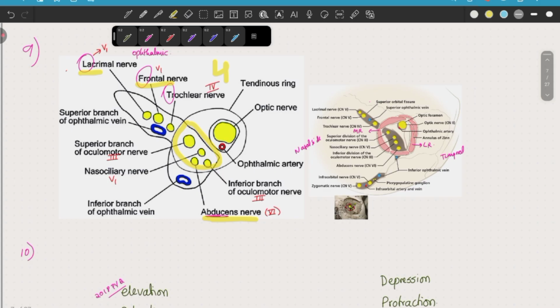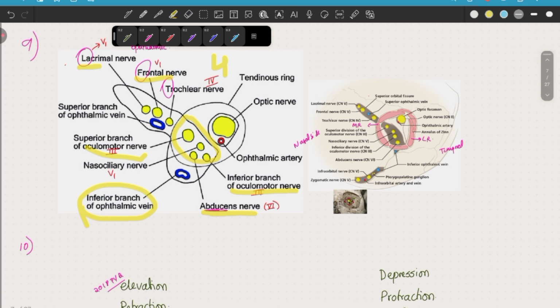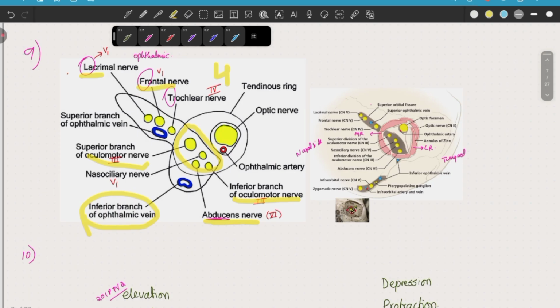And third nerve, that is oculomotor nerve, superior branch of oculomotor nerve and inferior branch of oculomotor nerve, and inferior to the tendinous ring is the inferior ophthalmic vein. And this much is the content of the superior orbital foramen. Which nerves come? Fourth nerve and sixth nerve, obviously. Optic nerve is the second nerve, right? Second nerve, it goes in the optic canal. Okay, optic foramen.